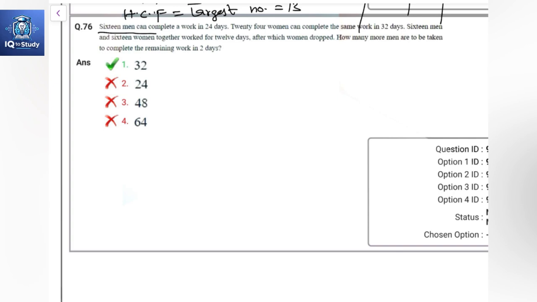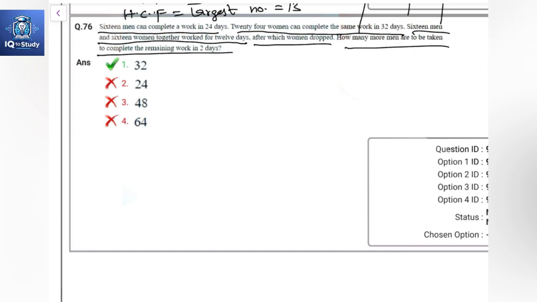16 men can complete a work in 24 days. 24 women can complete the same work in 32 days. 16 men and 16 women work together for 12 days, after which the women dropped. How many more men are to be taken to complete the remaining work in 2 days?